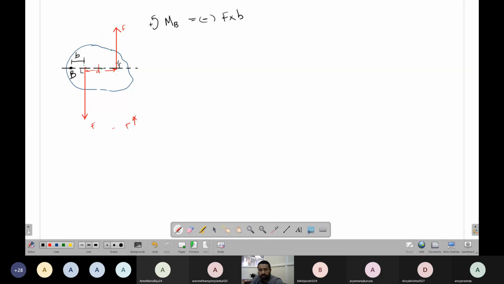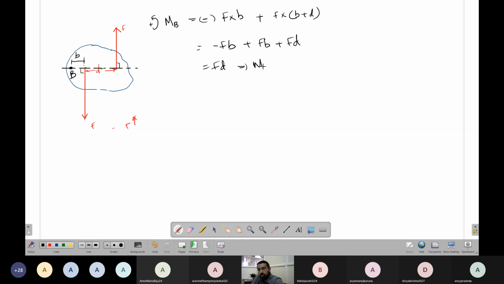Now, what about the second force? The moment of the second force about this point: force times, what is the distance? d plus b, b plus d. It is trying to rotate in anti-clockwise direction, so it is positive. So minus Fb plus F into (b plus d). This also I can expand: Fb plus Fd. So the Fb has been cancelled out. This will be F into d.